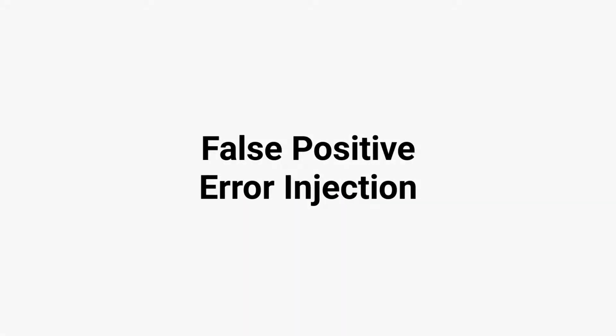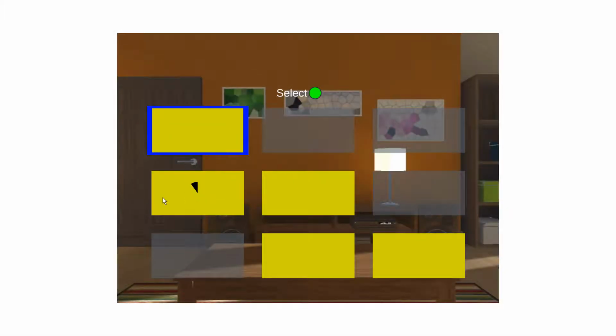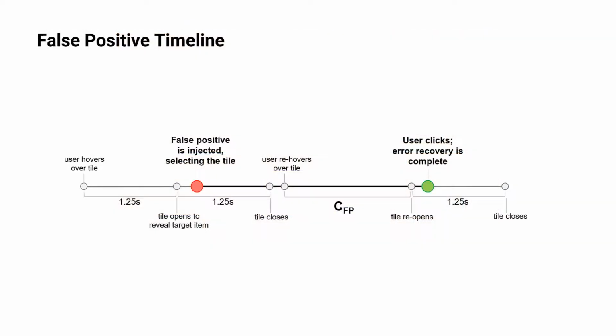The system can inject a false positive when the user finds a non-target item and goes to move on. The system acts as though a click has been performed, selecting the tile. To recover, the user must reopen the tile and click to deselect it. As with false negatives, the temporal cost of recovery is manipulated through how long it takes to reopen the tile.